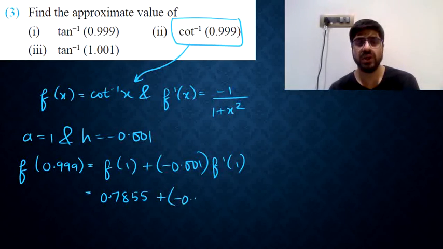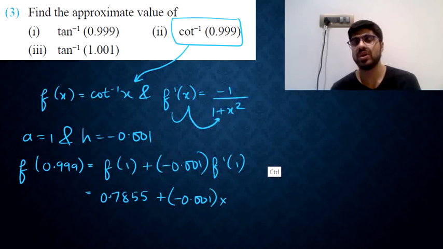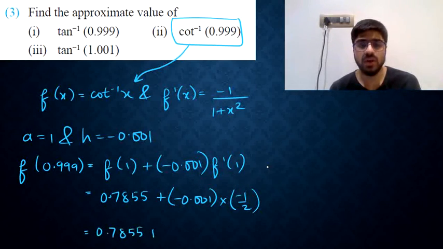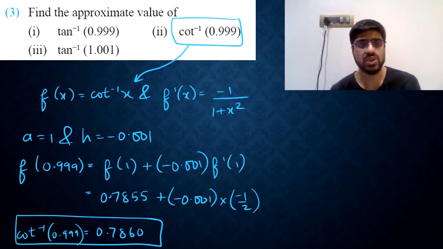Plus we have minus 0.001 into f dash 1. So f dash 1 is going to be minus 1 upon 2. Minus into minus gets cancelled, and you are left with 0.7855 plus 0.0005. So when you add up the two numbers, you get 0.7860. And yeah, that's the approximate value of f of 0.999, which is cot inverse 0.999. Yeah, with that we can go ahead with the next question.